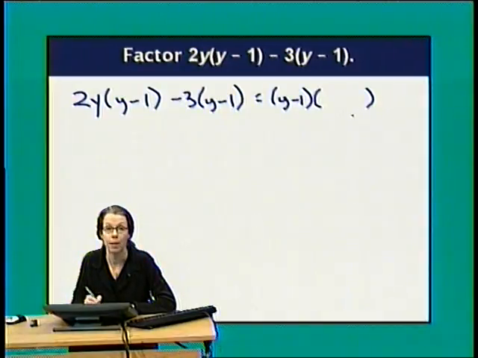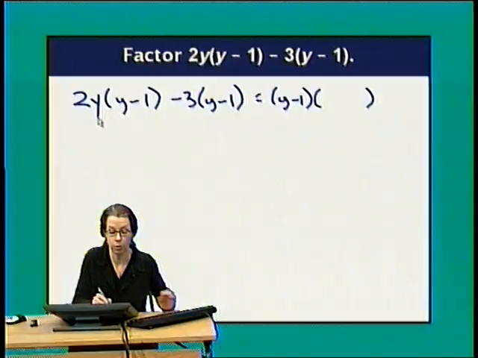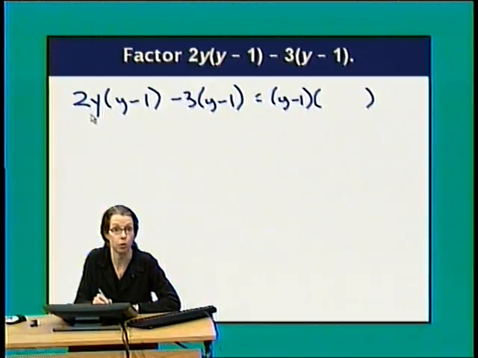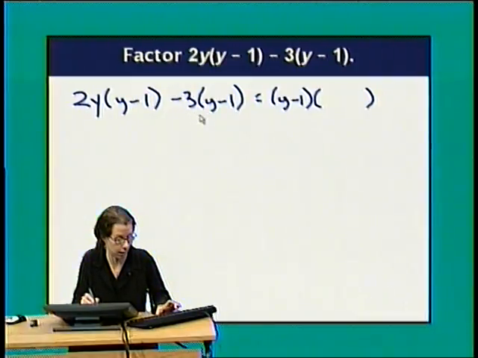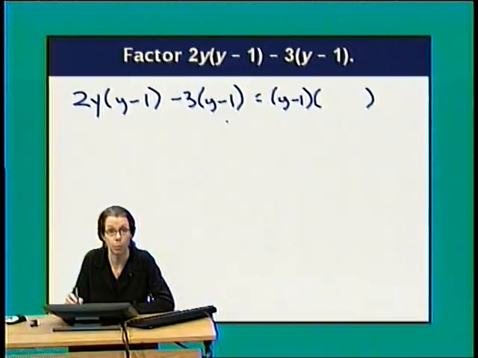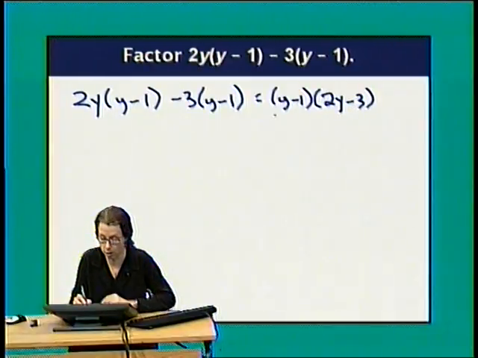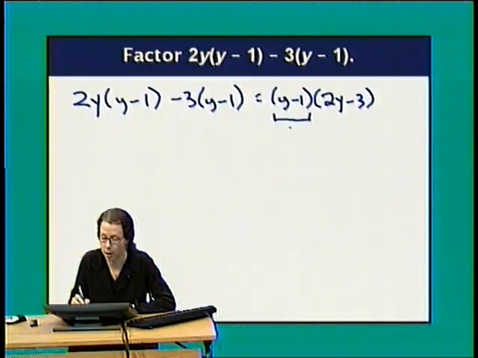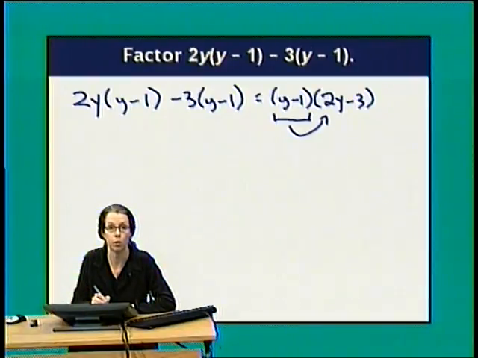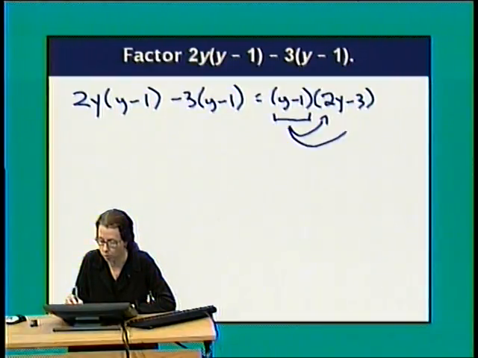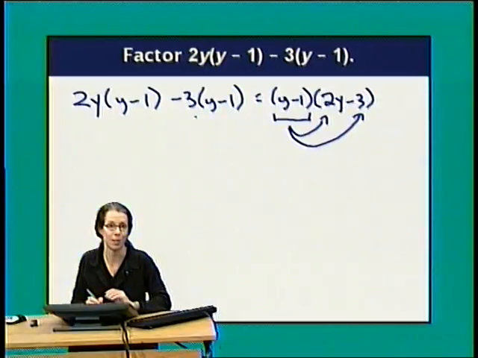When I factor out that common factor of y minus 1, what do I leave behind? Well, in the first term, I leave behind a factor of 2y. In the second term, I leave behind a factor of negative 3. So my second binomial factor will be 2y minus 3. If you wanted to do a check here, we're just going to use the distributive property. We're going to multiply y minus 1 by 2y, there's my first term, and y minus 1 by negative 3, there's my second term.